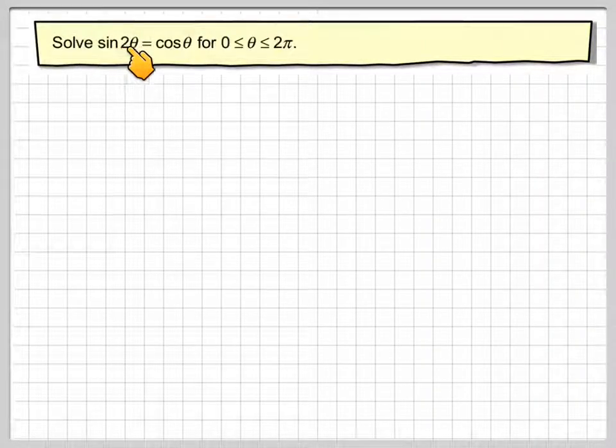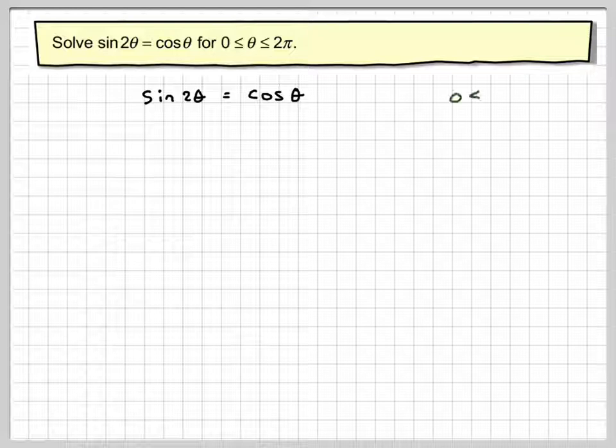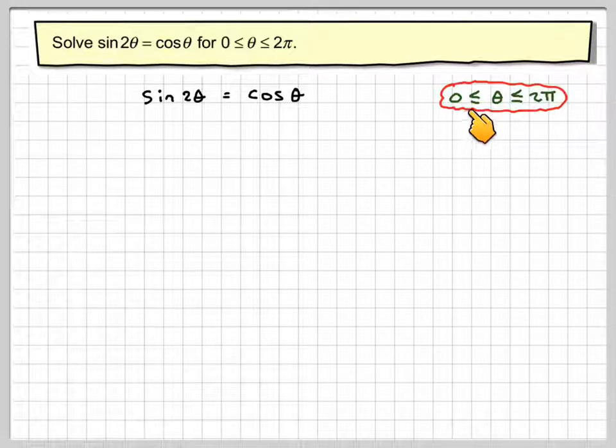Solve sine 2 theta is equal to cos theta for theta being between 0 and 2 pi. So we've got sine 2 theta is equal to cos theta, and we're solving from 0 to 2 pi. So this suggests that we need to give our answers in radians.